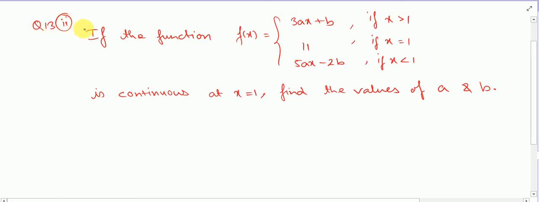Here, question number 13, 2. It says if the function f(x) is given by this: for x greater than 1 it is given 3x plus b, and for x equal to 1 it is given as 11, and for x less than 1 it is given 5x minus 2b. They are saying that this function is continuous at x equal to 1. They want you to find the value for a and b. As they say that this is continuous, it means left hand limit is equal to right hand limit is equal to f of 1. Here I will consider left hand and right hand limit, because for x less than 1 they have given separately, for x greater than 1 they have given separately, and for x equal to 1 we have it over here.